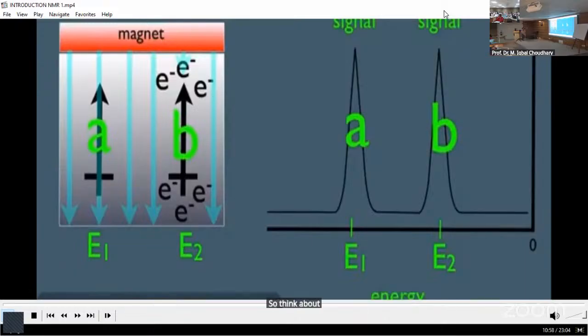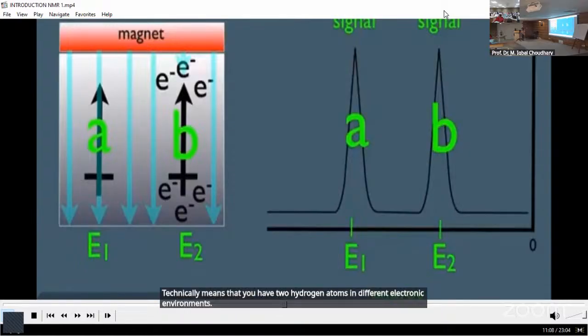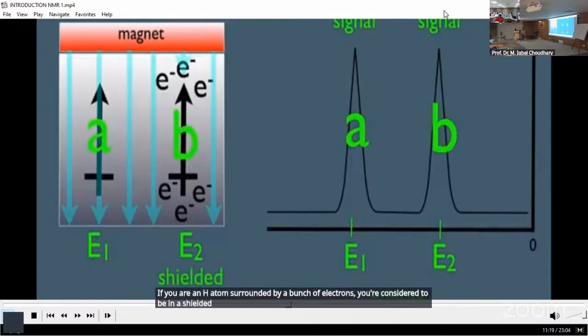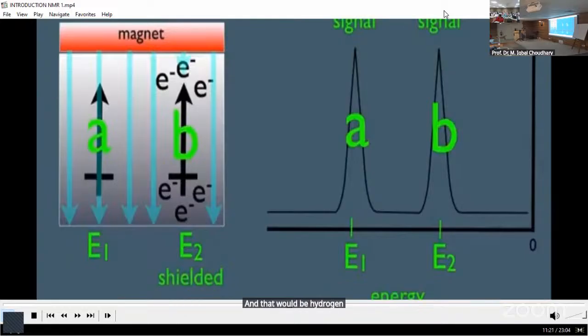So think about what we're seeing here. Seeing two peaks in the HNMR data technically means that you have two hydrogen atoms in different electronic environments. And let's pause for some vocab here to describe those environments. If you are an H atom surrounded by a bunch of electrons, you're considered to be in a shielded environment. And that would be hydrogen B here.